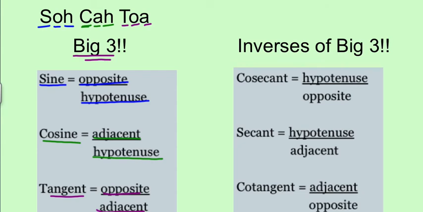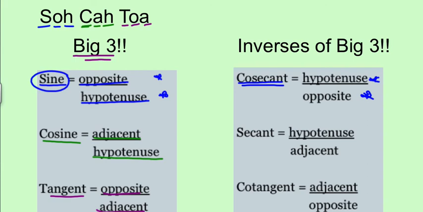Now, those were the big 3. The next 3 trig functions are the inverses of the big 3. So you're going to flip-flop the fractions on the left here. So if I want to find the cosecant, I look over here at the sine, and I'm going to just flip-flop the opposite and hypotenuse. So now it is hypotenuse over opposite.